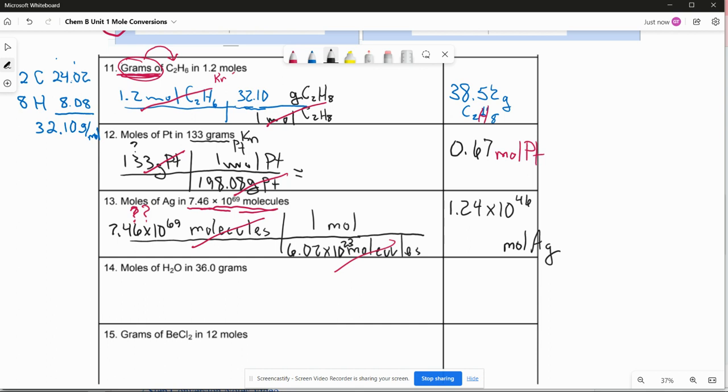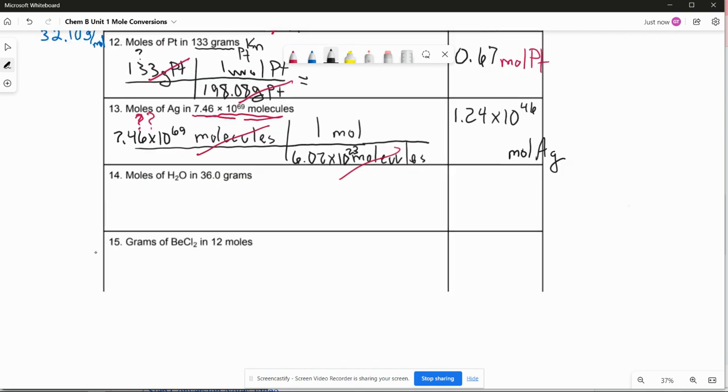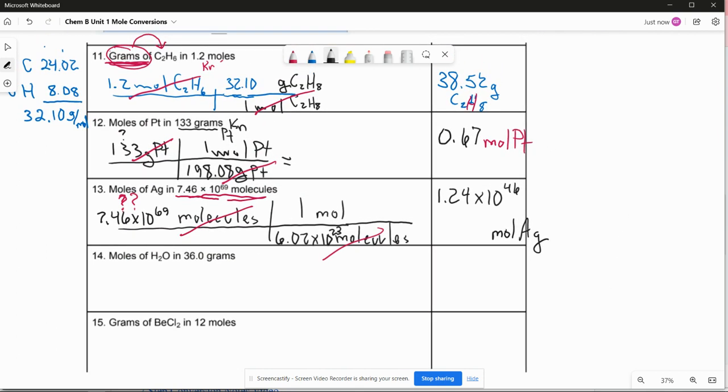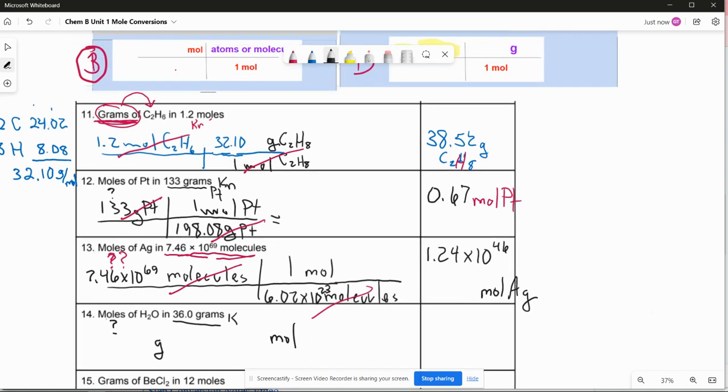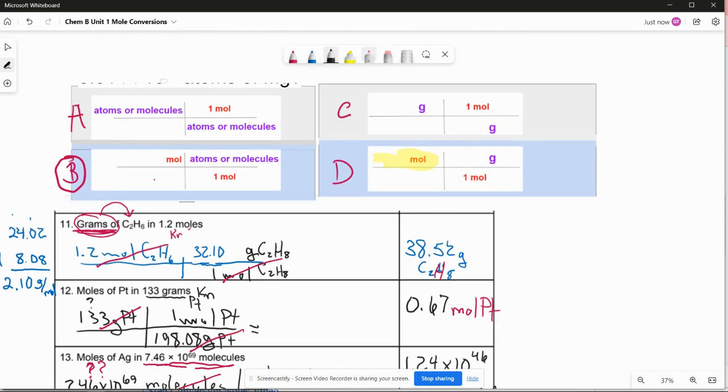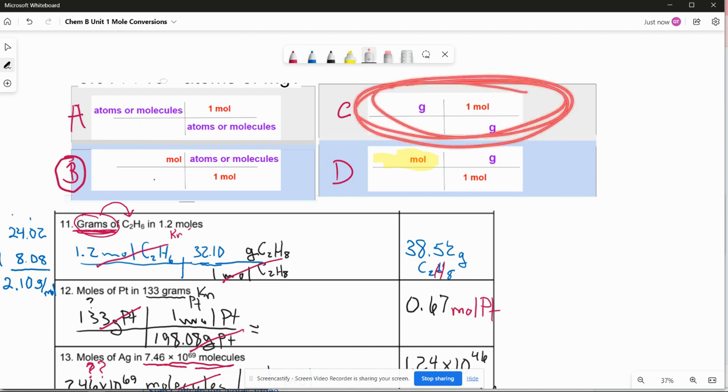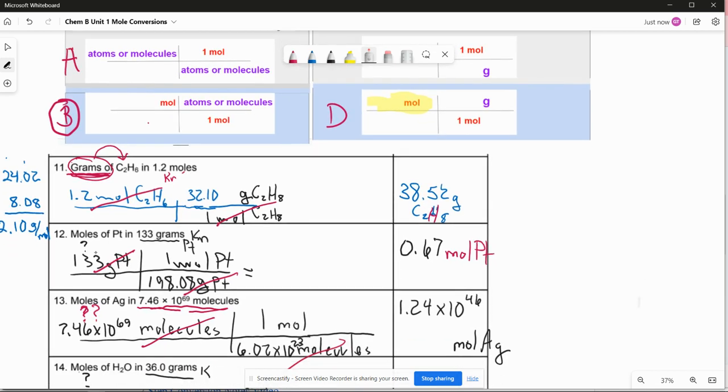Okay, let's look at number 14. We'll go through these last couple of problems real quickly. Here we're looking for moles, and we're starting with grams. This is what we know. So let me put down what we are starting with. We're starting with grams, and we want our final answer in moles. So let's see if we have an equation like that up here in the top. We're starting with grams. There it is, and we want moles. So we have to put grams down below moles.